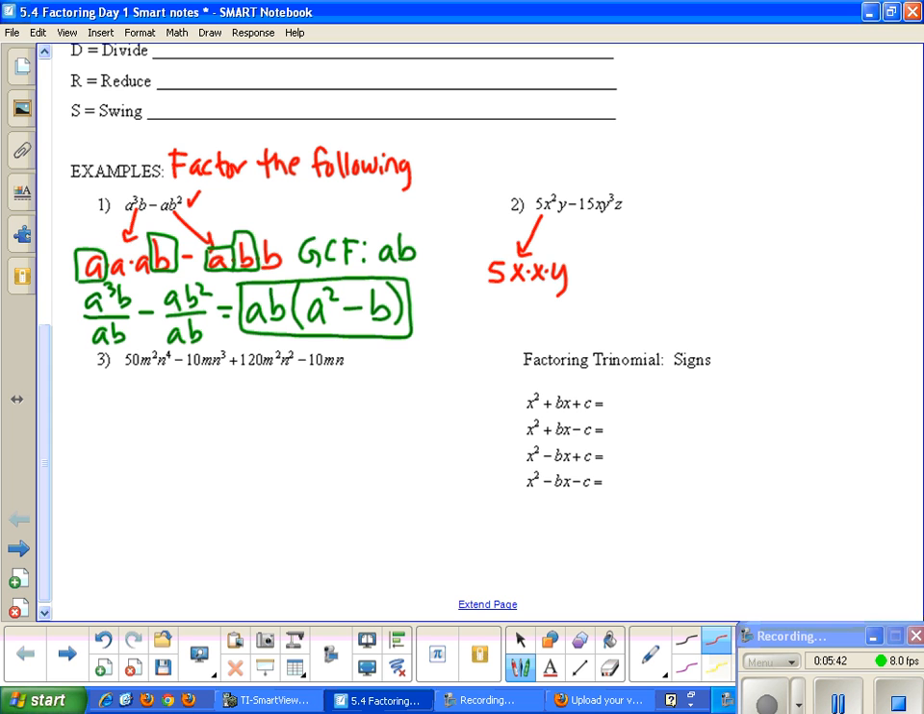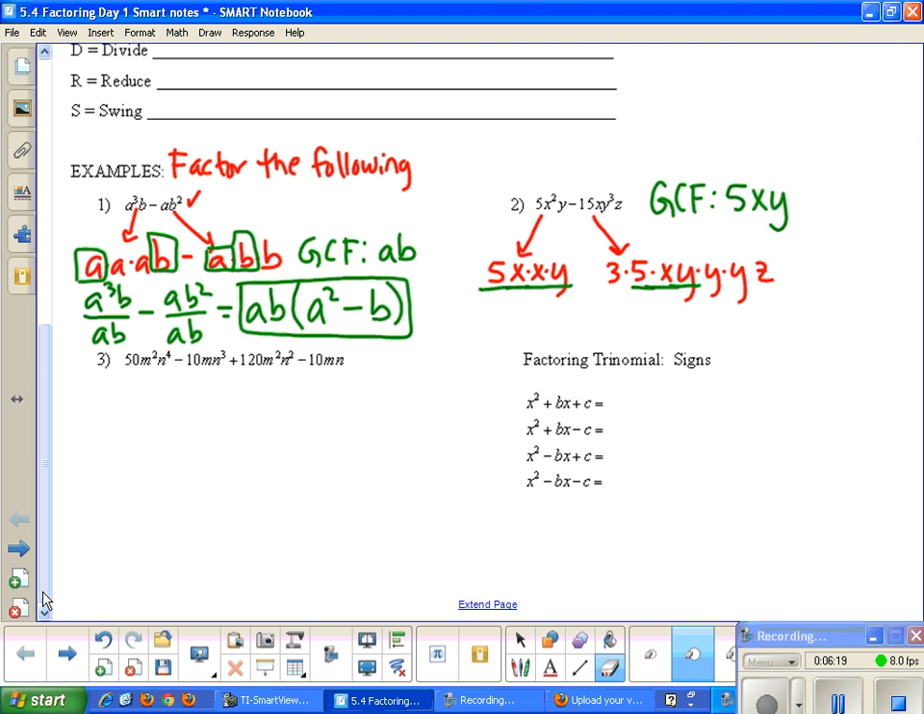15, I know that I can factor into 5 times 3. So you always want to do the prime factorization of the number. So 5 times 3 times x, y times z. And so you look at what goes in both of them. I noticed that 5 is common in both. Also, we have an x in both and a y in both. So 5xy is my greatest common factor. When you get good at this, you don't really need to write all of that out.